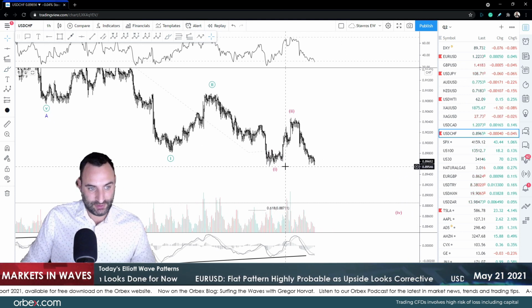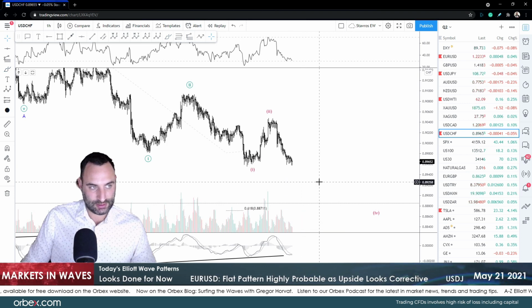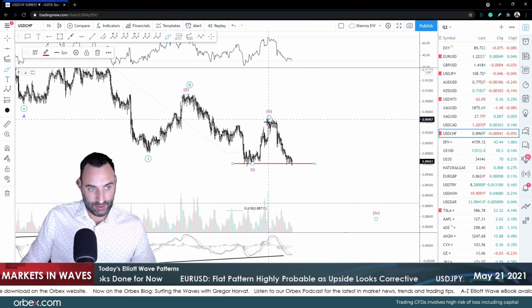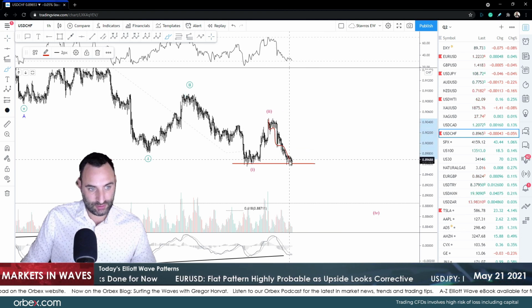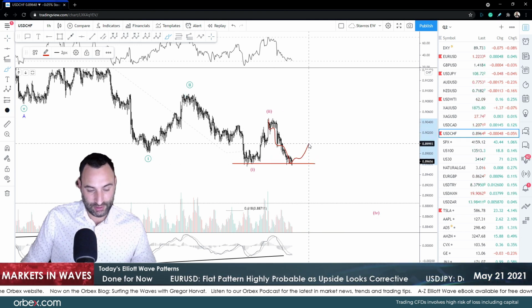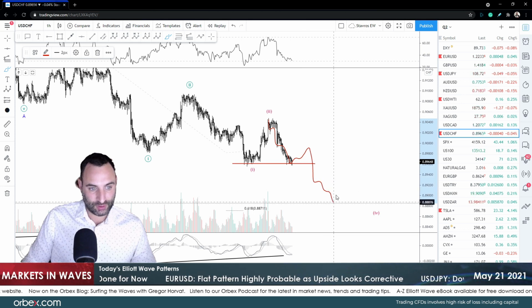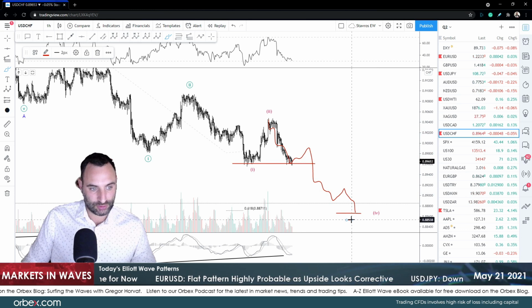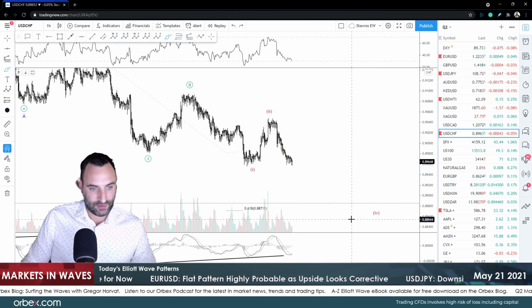For further downside now, I'm looking at the 88.71 next. We will really have to break below that level, and that would be a case where this is 5, and then we might get a bounce here for 2, and that would be a multi-structural move in the minute wave 3. Okay.